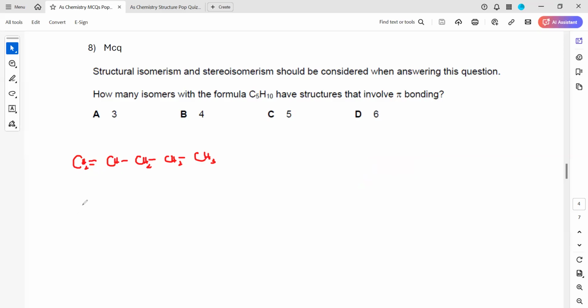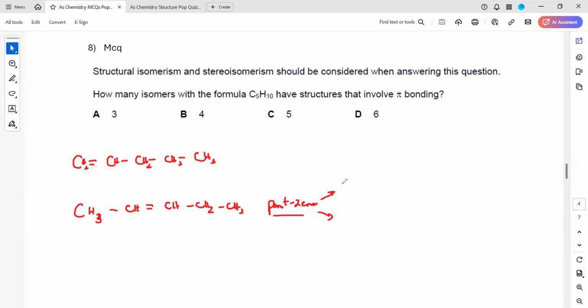Now we change the position of the double bond. This will be CH2, then CH double bond CH, then CH2, and then CH3. This is pent-2-ene, but for this pent-2-ene, two possibilities are there. What are the two possibilities? This can have a geometrical isomer. How can this have a geometrical isomer? Sorry, I mentioned it wrongly: CH3, CH, CH, CH2, CH3, pent-2-ene.